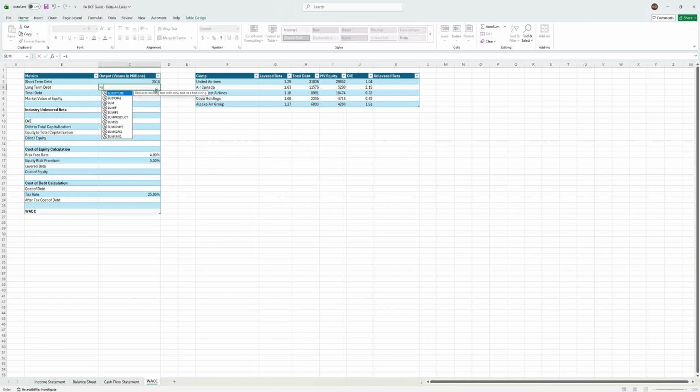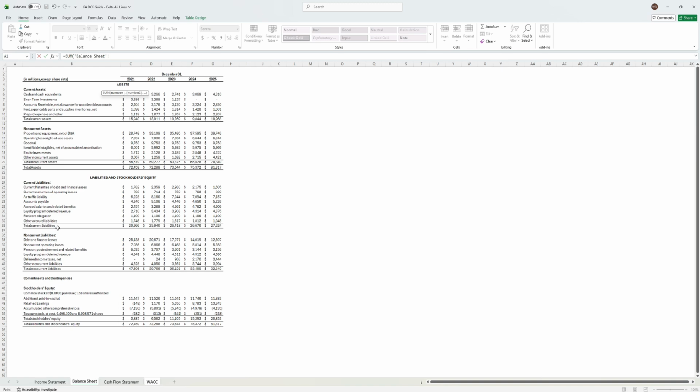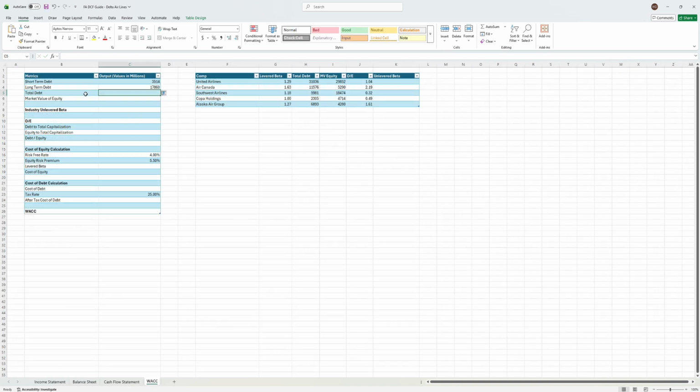And then we're going to do something very similar for our long-term debt calculation. This time we're going to go down to non-current liabilities. And here we're going to have debt and finance leases plus our non-current operating leases. And that'll be our long-term debt. Now we can calculate our total debt for Delta.